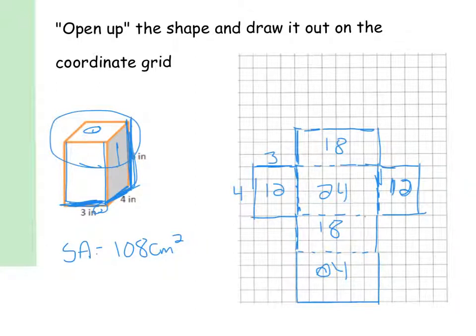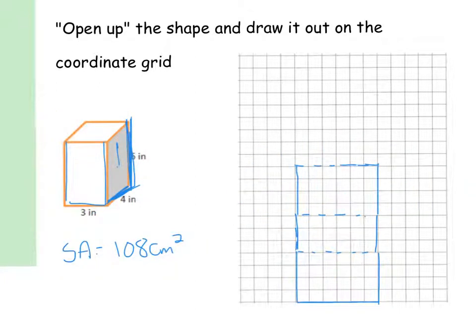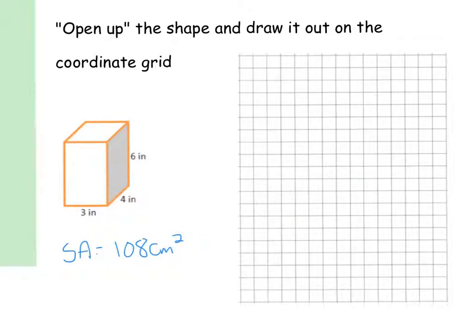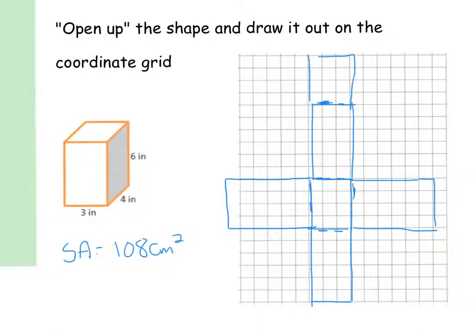However, let me try to get rid of all of this. We could have drawn it a different way. So some of yours might have looked like this. Some of you might have drawn it like this, where you were picturing this part and its opposite face, so the 4 by 6 as the top and the bottom. So there are different figures that you could have drawn as long as you have 2 that are 4 by 3, 2 that are 4 by 6, and 2 that are 3 by 6.